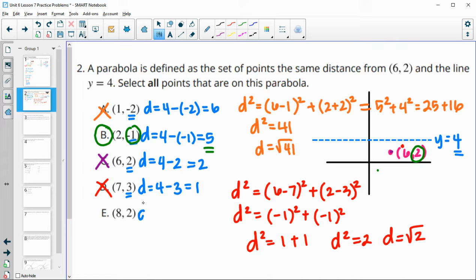Okay, one more time. So the distance to the directrix is the directrix y value minus the point's y value. So 4 minus 2 gives you 2.